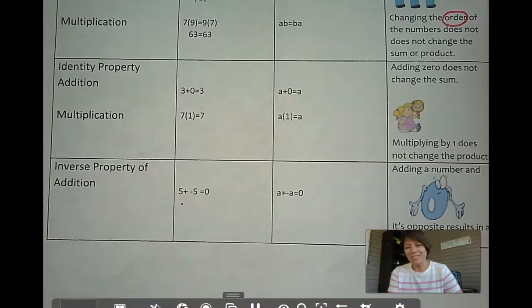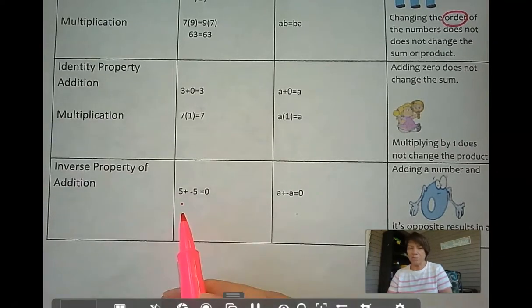Number 4 on our list here is the inverse property. The inverse property is going to become very important to us when we start solving algebraic equations. And what the inverse property says is if we add a number and its opposite, we get 0. So a number and its opposite just means the positive and the negative form of a number. So 5 plus negative 5 is 0. Again, you know this to be true.